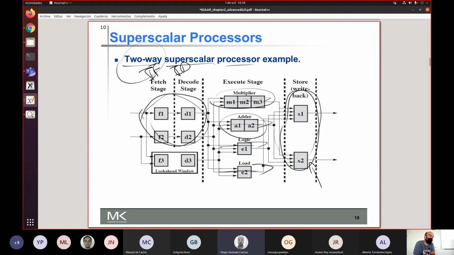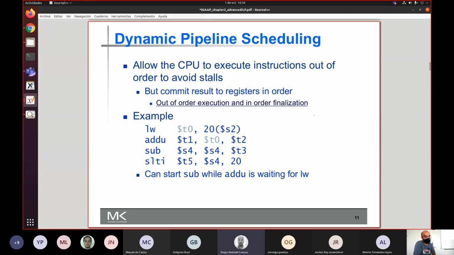Okay, so something that is implied by dynamic scheduling is that sometimes the CPU is going to decide to execute the instructions out of order, okay? Do you remember the concept of out of order? Out of order means that you don't have to start the execution of the instruction in the order in which they are written in the program, okay? Because this way you can reschedule the execution of the different instructions, okay?